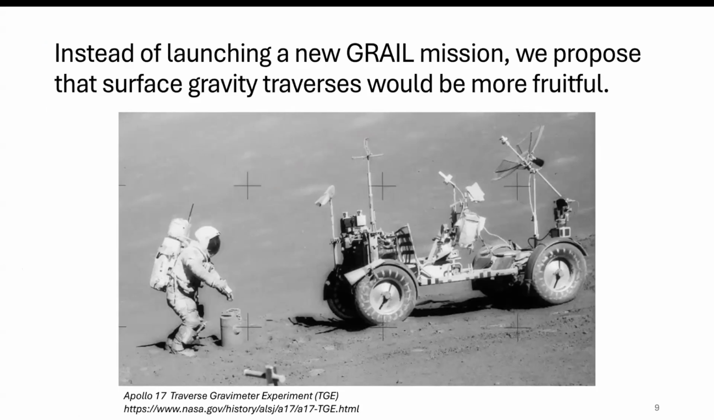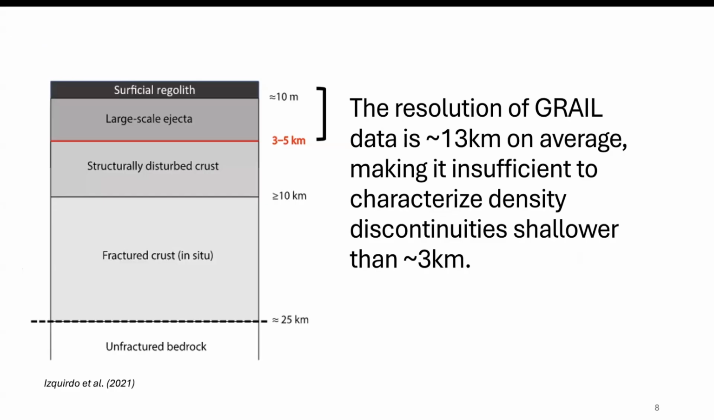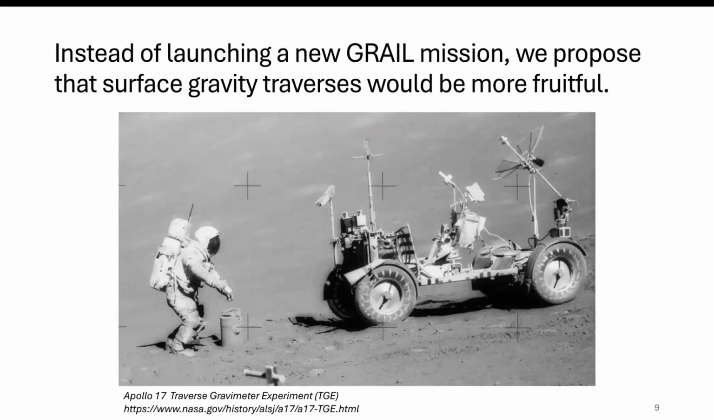So yeah, the resolution of GRAIL isn't high enough for us to probe the subsurface, and it starts getting really fuzzy as surface property changes start becoming much more localized. So we can't necessarily do global comparisons anymore at that scale. So instead of launching a brand new GRAIL mission with a bunch more resolution, we're proposing that surface gravity measurements would actually be more fruitful.